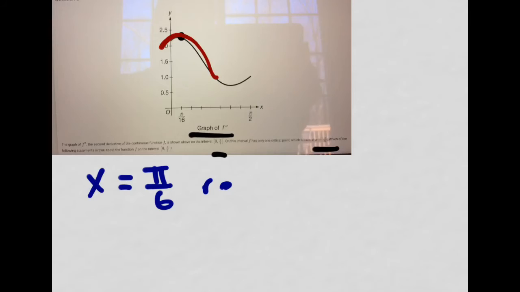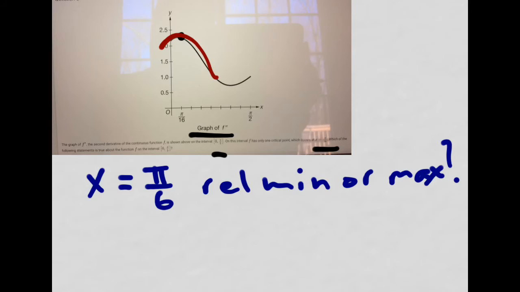On this interval, f has only one critical point, which occurs at x equals pi over 16. So this is f double prime. X equals pi over 16 is going to be a critical point, not for the second derivative test, because that's where we change concavity, and right now it's still concave down. So it's the critical point for your relative extrema. So it's a possible min or max.